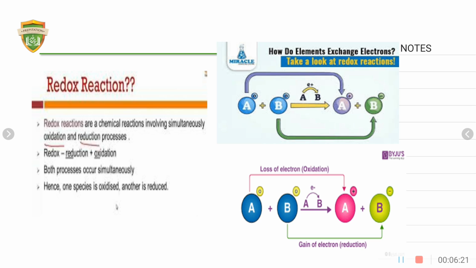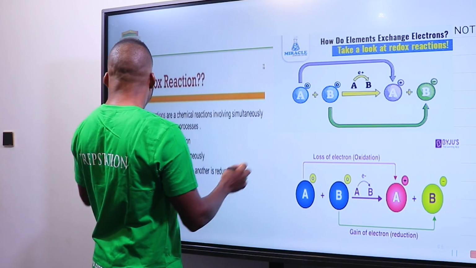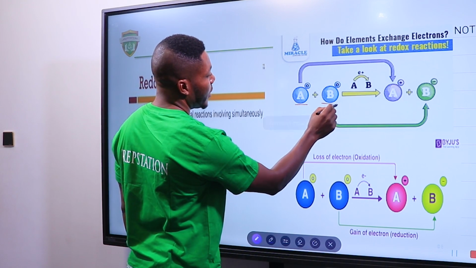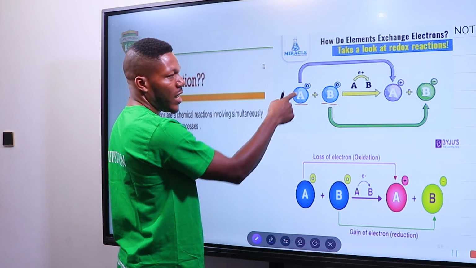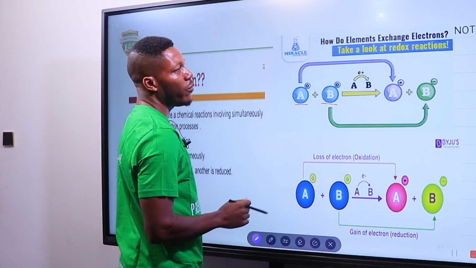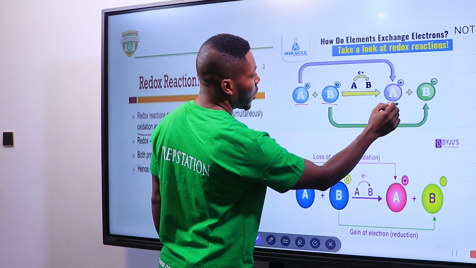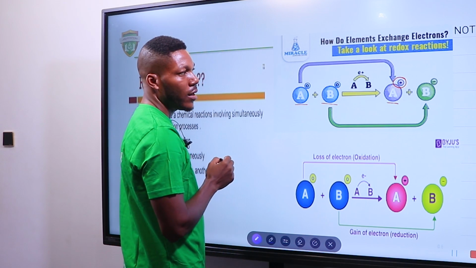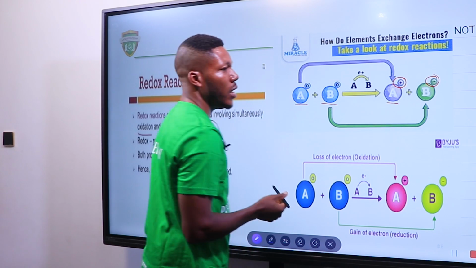All right, so I will explain. This is an example of a redox reaction. A and B are the reactants. This is reactant A and reactant B. In their normal neutral state, we have a charge of 0. It's not losing, it's not gaining. But as the redox reaction takes place, reactant A moves to the next level, loses an electron, and becomes positively charged, whereas the next one, B, gains an electron and becomes negatively charged.